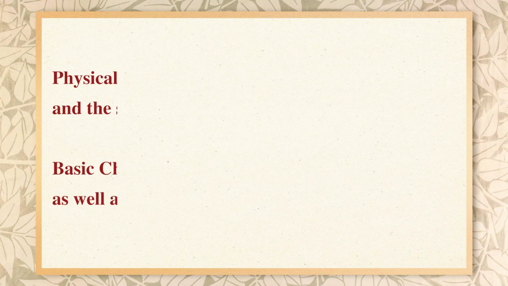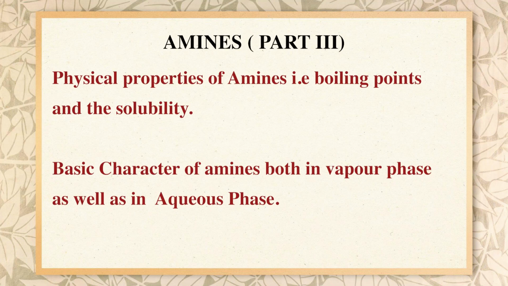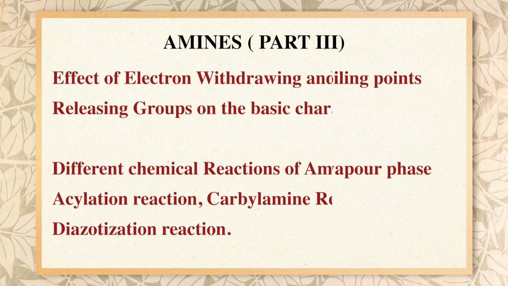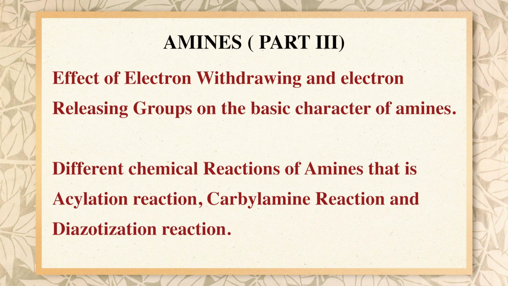Dear learners, in the previous session you have learned the following topics: the physical properties of amines, that is the boiling point and solubility; second, the basic character of amines both in vapor phase as well as in aqueous phase; then the effect of electron withdrawing and electron releasing groups on the basic character of amines; and also the different chemical reactions of amines, that is acylation reaction, carbylamine reaction and diazotization reaction.